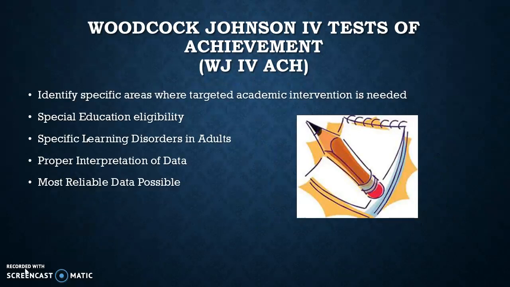Woodcock Johnson 4 is administered to identify specific areas where targeted academic intervention is needed for students who do not respond to instructional intervention. It is used to determine special education eligibility in an RTI-only model, as it assesses patterns of student strengths and weaknesses. It is also used in the evaluation of specific learning disabilities in adults. It is pertinent that school administrators have proper interpretation of data and receive the most reliable data so that the correct academic intervention is provided to each student.